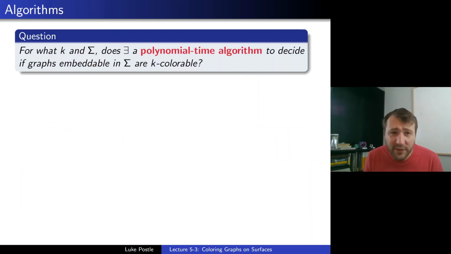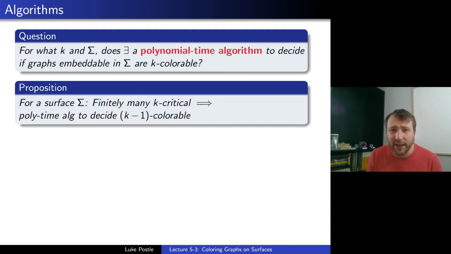What about algorithms? Let's wrap up with that last question, and then we'll talk a little bit more. For what k and sigma does there exist a polynomial time algorithm to decide if graphs embeddable in sigma are k colorable? Well, proposition again: for a surface sigma, finitely many k-critical graphs implies a polytime algorithm to decide k-1 colorability. So if there are only finitely many reasons, that should mean it's easy to test. Maybe pause and think through a proof of this yourself. It's again not very hard, short and quick. So here we go.